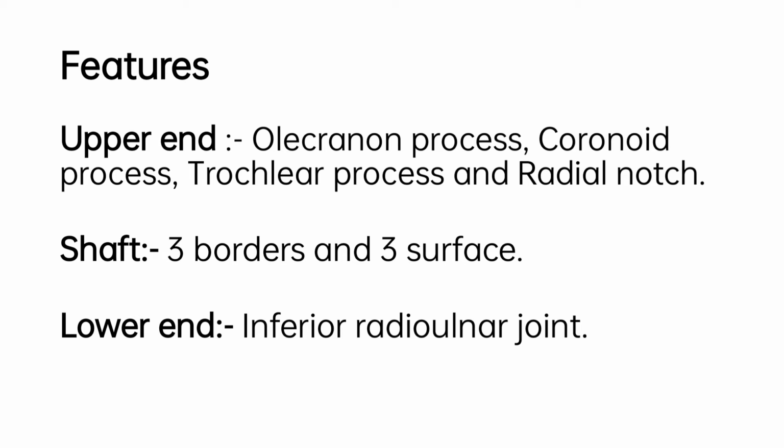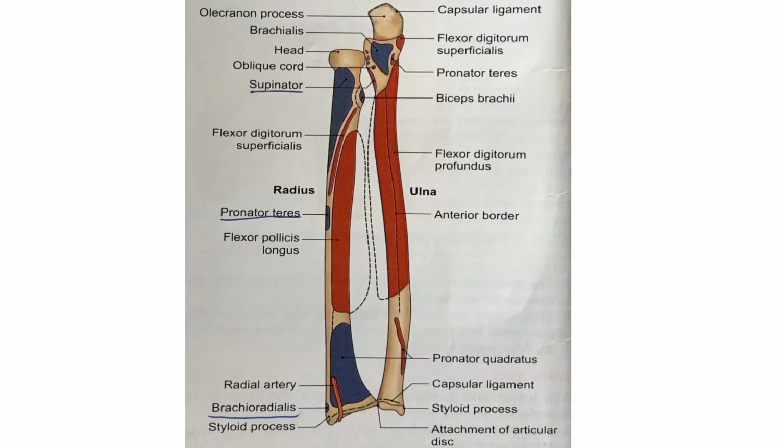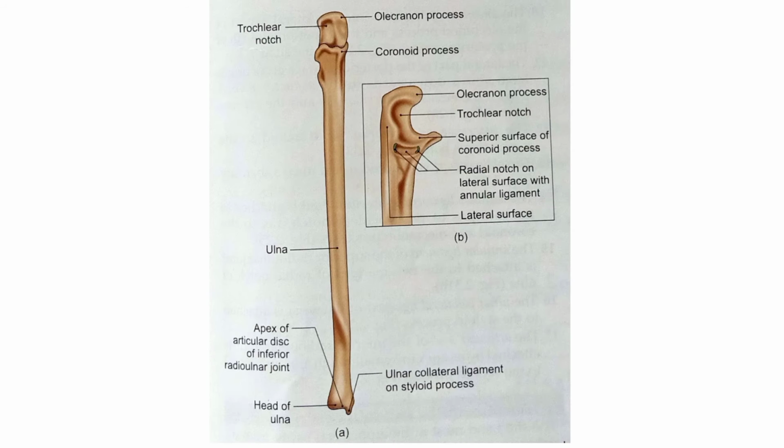That anterior surface is articular. It forms the upper part of the trochlear notch. I'll show you the diagram. See, this is olecranon process. Alright, and it is articular. It forms the upper part of the trochlear notch.